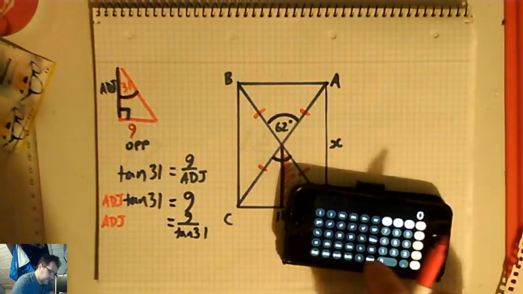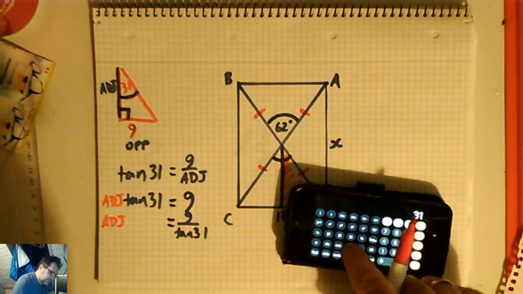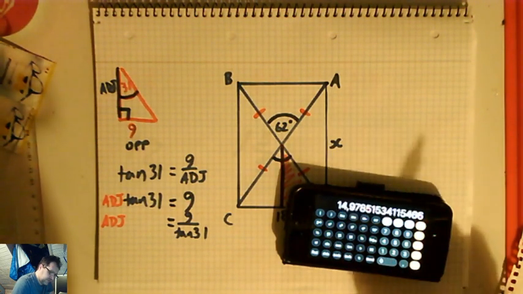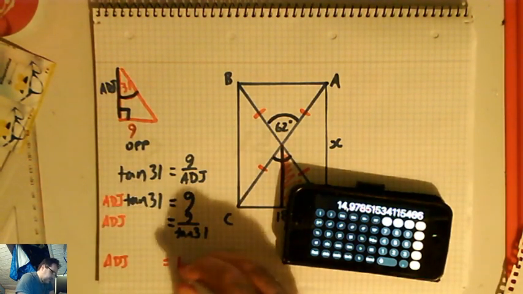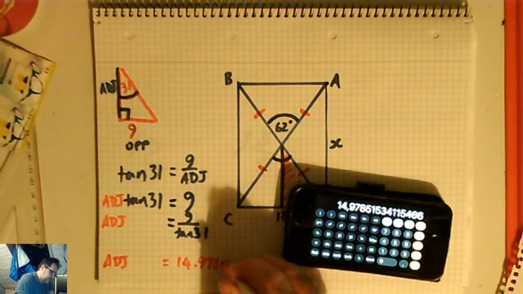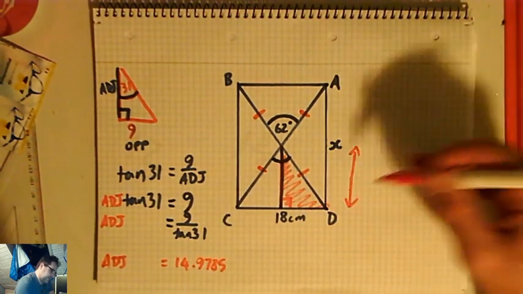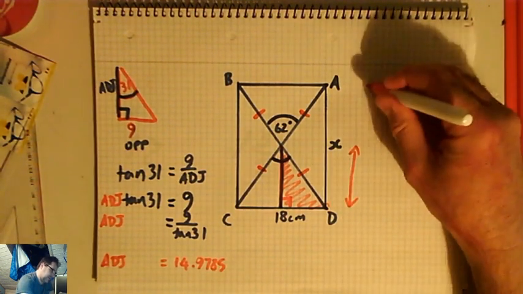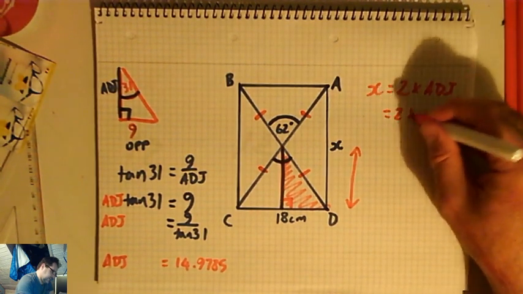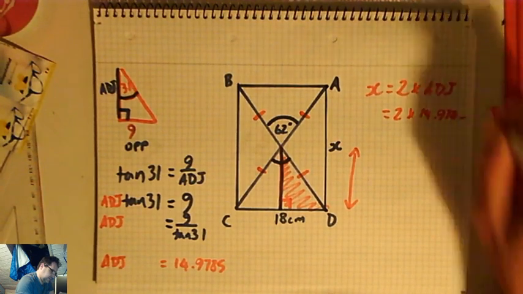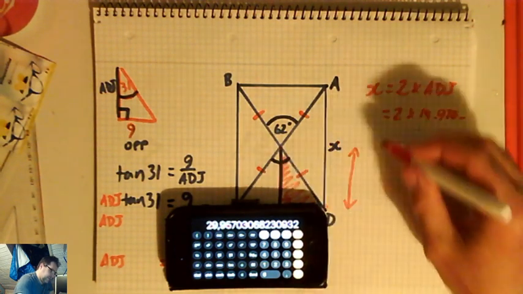So clear all that from the last question. 9 divided by brackets 31 tan, stupid calculator where I've got to do everything backwards, 14.97. So the adjacent is 14.9785 and some more. And that adjacent side is half of x. So x is equal to 2 times the adjacent, which is 2 times 14.97. So that times 2, 29.95.